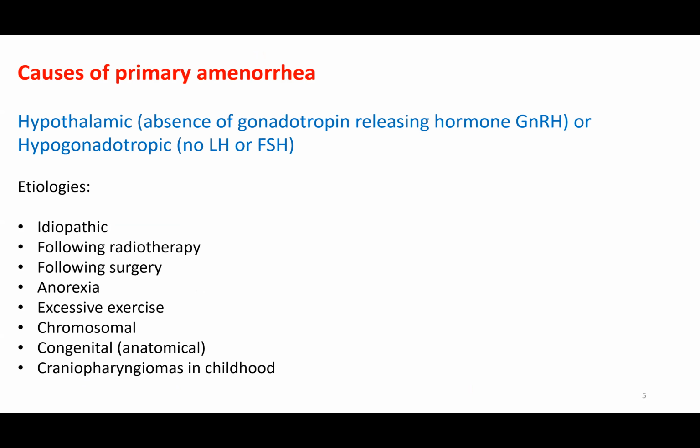The primary amenorrhea could be hypothalamic, where there's an absence of the gonadotrophin-releasing hormone etiology, or hypogonadotrophic, where there is no LH or FSH despite a normal gonadotrophin-releasing hormone level. The causes may be idiopathic, following radiotherapy to the brain, following surgery, in cases of anorexia nervosa, those who practice excessive exercise, such as ballet dancers or gymnasts, chromosomal anomalies, congenital or anatomical defects, and probably tumors of the pituitary gland, such as craniopharyngiomas in childhood.